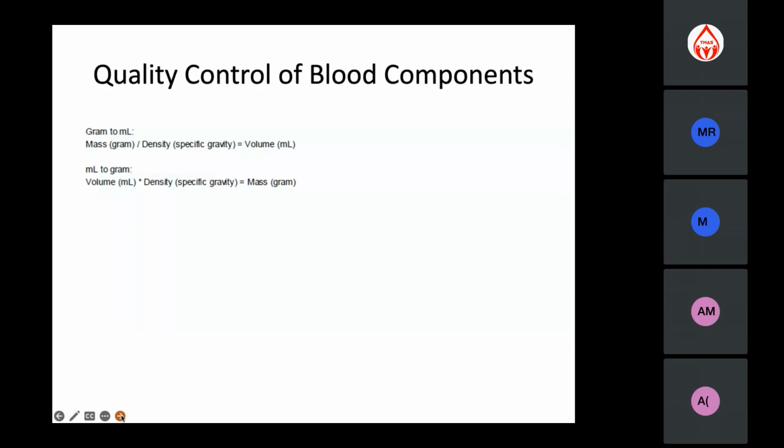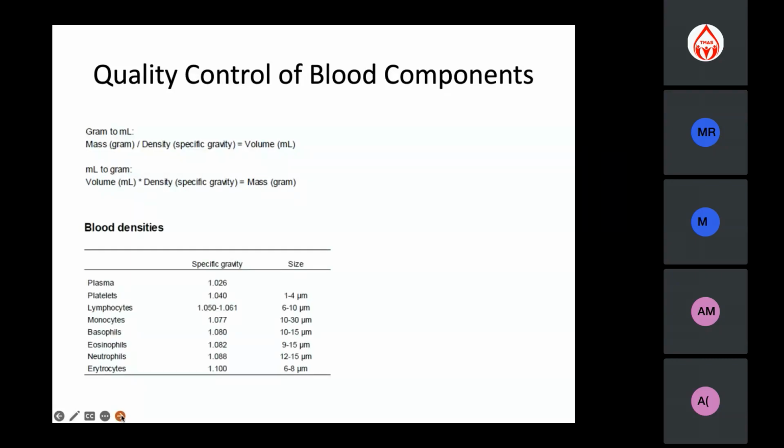So we'll go on to the next topic, that is quality control of blood components, which is one of the commonly asked topics. When we want to estimate a volume from grams, we basically divide the grams by specific gravity. Similarly, when we have ml and want to estimate the grams, we multiply by the specific gravity. The specific gravity of each component varies. For whole blood, we take around 1.053, and for an RBC unit, somewhere around 1.09 or 1.1. For a plasma unit, we take 1.026, and for a platelet unit, around 1.04.